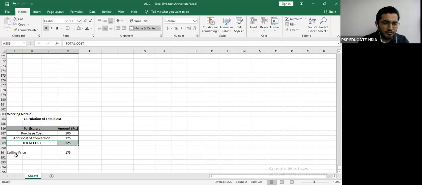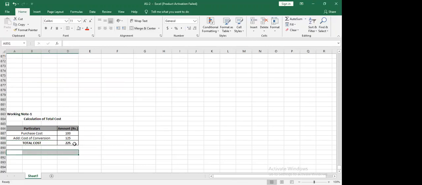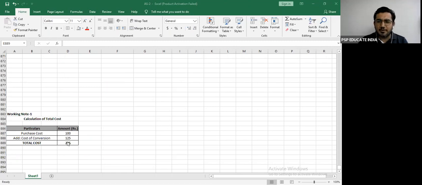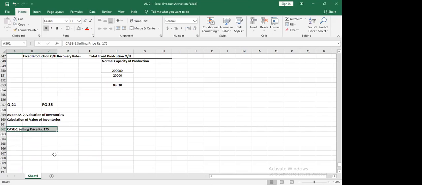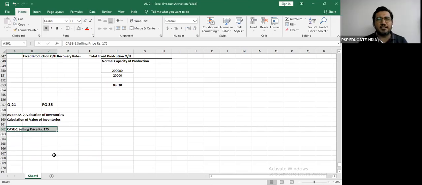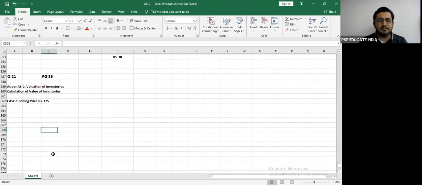225. Right. Are you comfortable with Hindi language? Yes, sir. Okay. Aapka total cost kitna hai? 225. Aur aap bech kitne mein rahe hain? 175. Kya aap zyada price pe bech rahe hain, same cost pe bech rahe hain ki kam cost pe bech rahe hain?